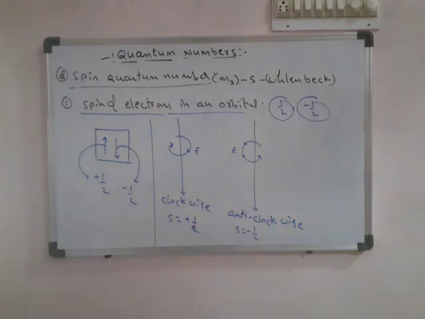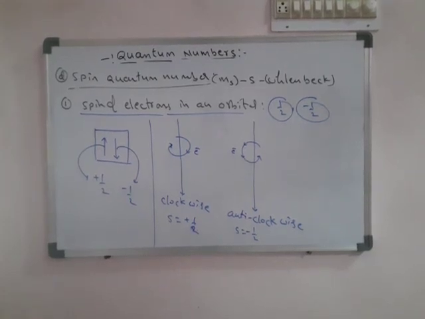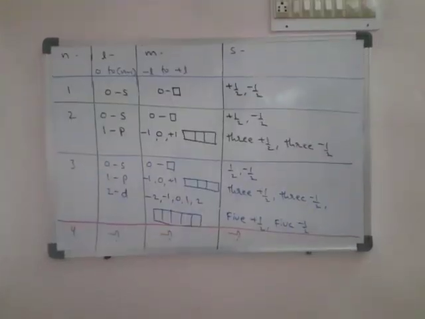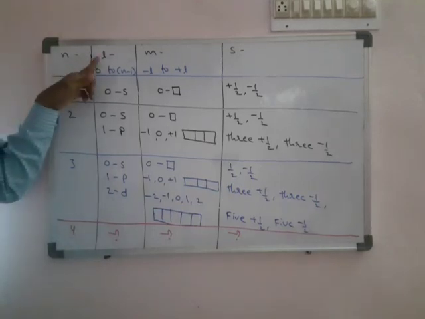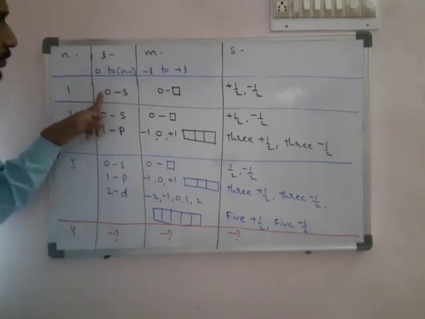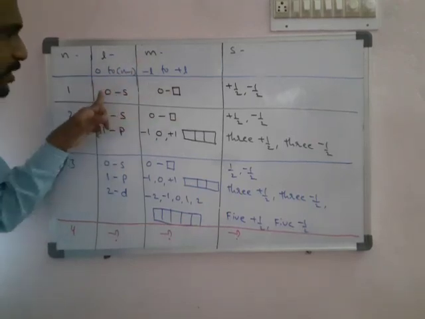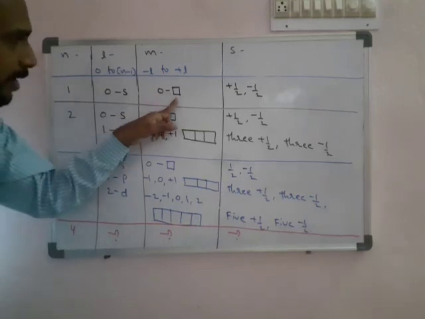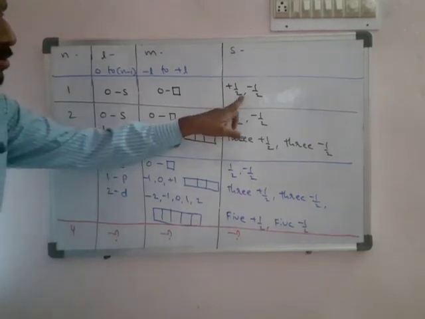So take the tables and values of the different quantum numbers. Now we briefly see all the quantum numbers. If the principal quantum number is 1, the azimuthal quantum number is only 0. The magnetic quantum numbers are minus L to plus L, that is 0 only. It has only 1 box. 1 box, how many electrons? 2 electrons. 1 electron has plus half, 1 electron minus half.